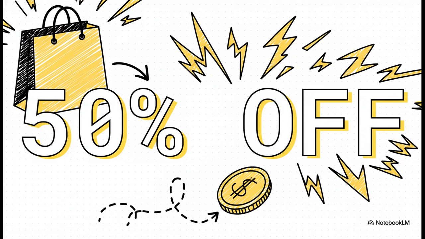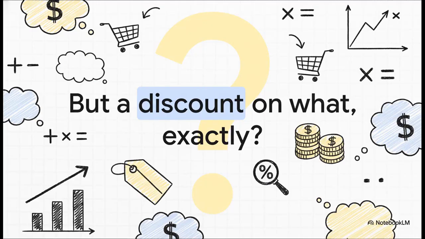Come on, you've seen these signs a million times. They're big, they're loud, and they're designed to grab your attention and make you feel like you're getting the deal of a lifetime. It's an incredibly powerful marketing tool. But here's the million-dollar question, isn't it? When a store screams 50% off, what are they taking 50% off of? Is it what they paid for it? No way. The answer to this is the real secret to how retail actually works.